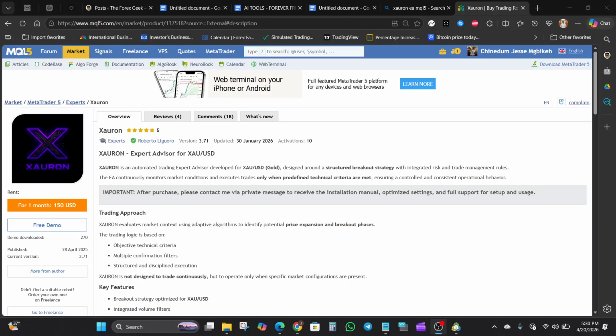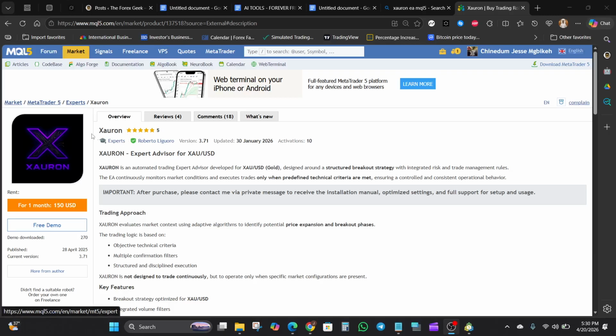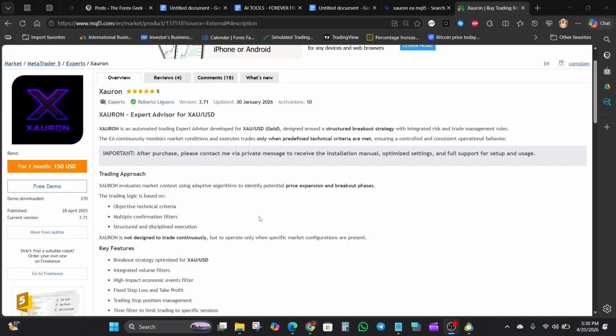Hello guys, in this video I'm going to be reviewing the XAURON EA for MT5. This EA specifically is focused on trading gold. What we're going to do is go through the MQL5 marketplace page. We want to look at the features, understand how the EA works, and then we're going to jump into our strategy tester on MT5 to see how this EA works in real time, using our backtesting feature.